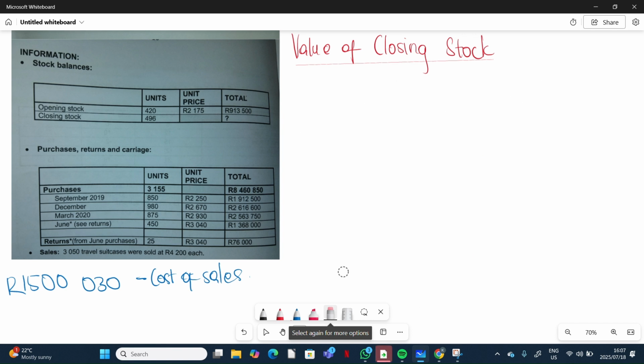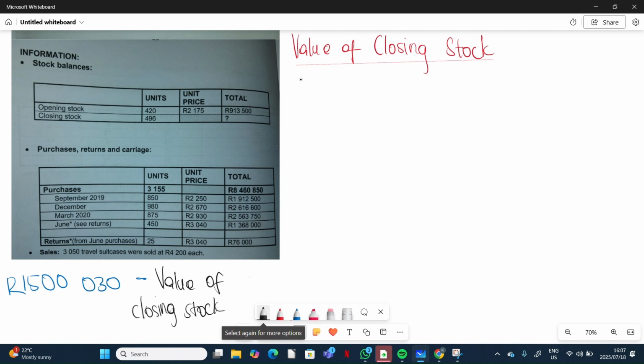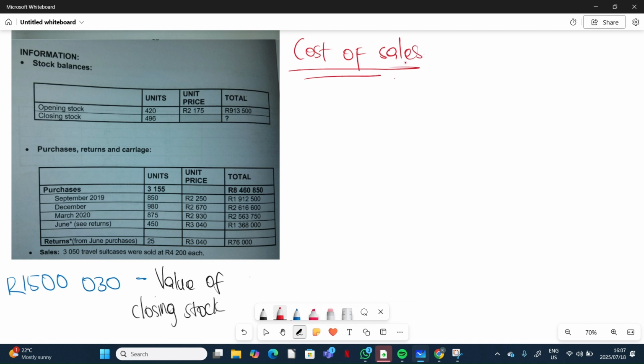Right. Now, let's go into the second question. The second question, what they asked us, no, this is not, my bad. It's not cost of sales. My bad, my bad. This is basically the value of closing stock. Closing stock and cost of sales, those two things are two different things, right? Now they ask us to calculate what? They ask us to calculate the cost of sales. Cost of sales, right? So now, how do we get cost of sales?